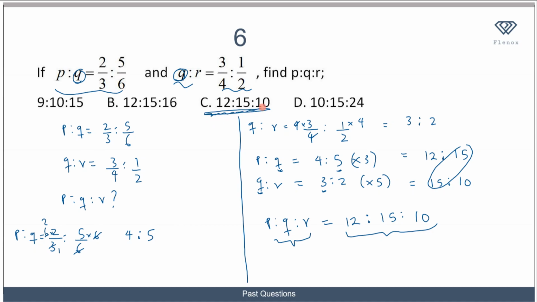So this again shows the point that JAMB questions might not come directly, so you have to be able to manipulate, and not only manipulate but manipulate and think about these things in a very fast manner.